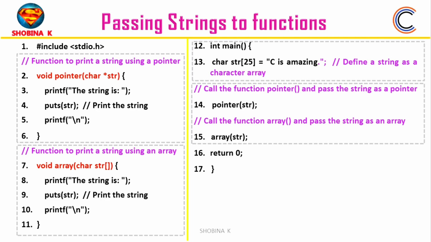int main is the main function where the program execution starts. char str[25] = "C is amazing". This part is the declaration and initialization of the character array str containing the string "C is amazing". And this part is the function calls. pointer(str). Here we are calling the pointer function and passing the string str as a pointer. array(str). We are calling the array function and passing the string str as a character array. return 0 indicates the successful termination of the program.